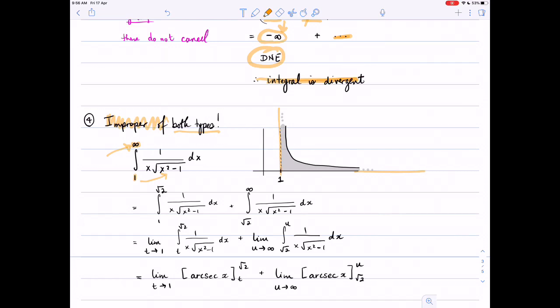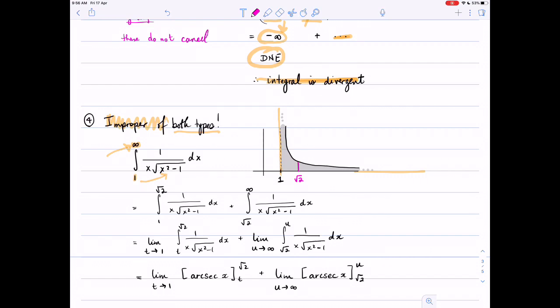So it is an improper integral of both types. So what do we do for that? Well, we just pick some point in the middle. It doesn't matter which, and I have chosen root 2 because I know where I'm heading, and I know that will be a nice value, easy to evaluate, but it actually could be anything.